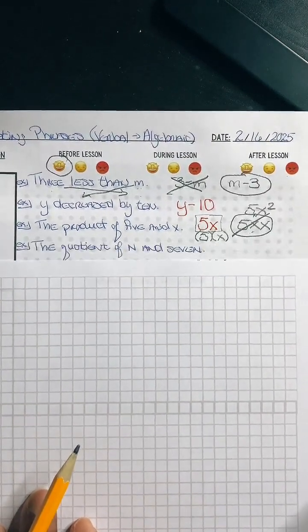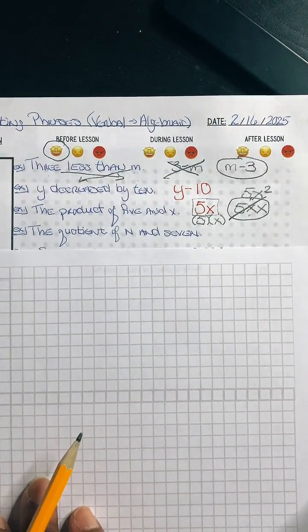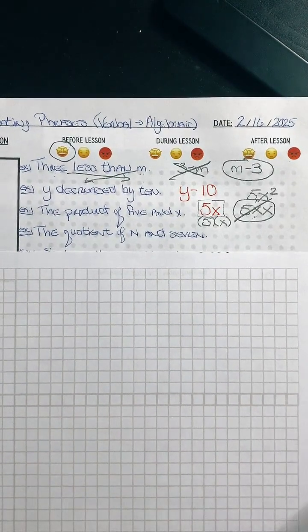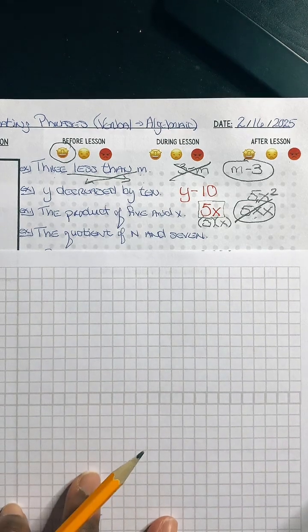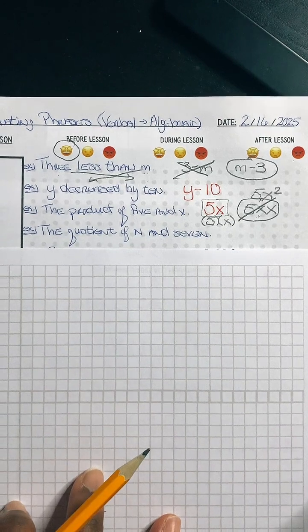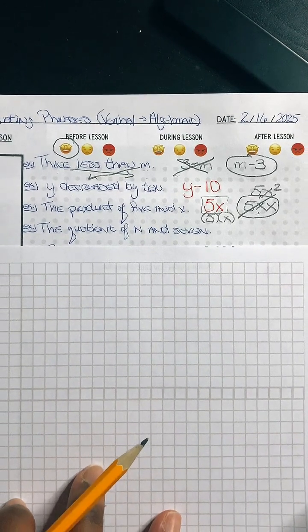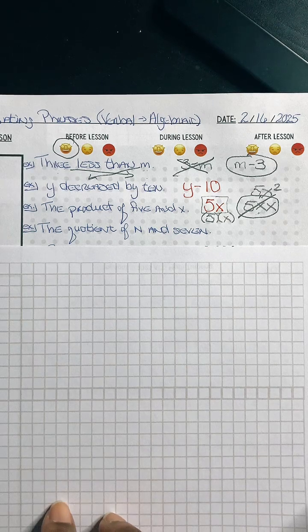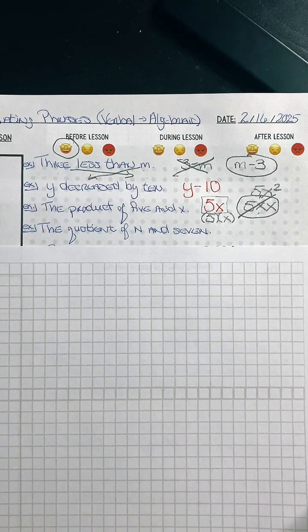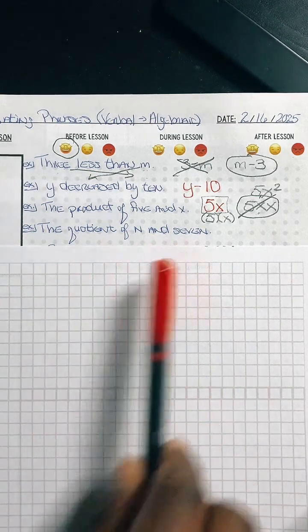All right, the next one: the quotient of n and 7. What does quotient mean? I hate verbal-to-algebra problems on SATs. They come out so much. Of course. Yes, it is division.